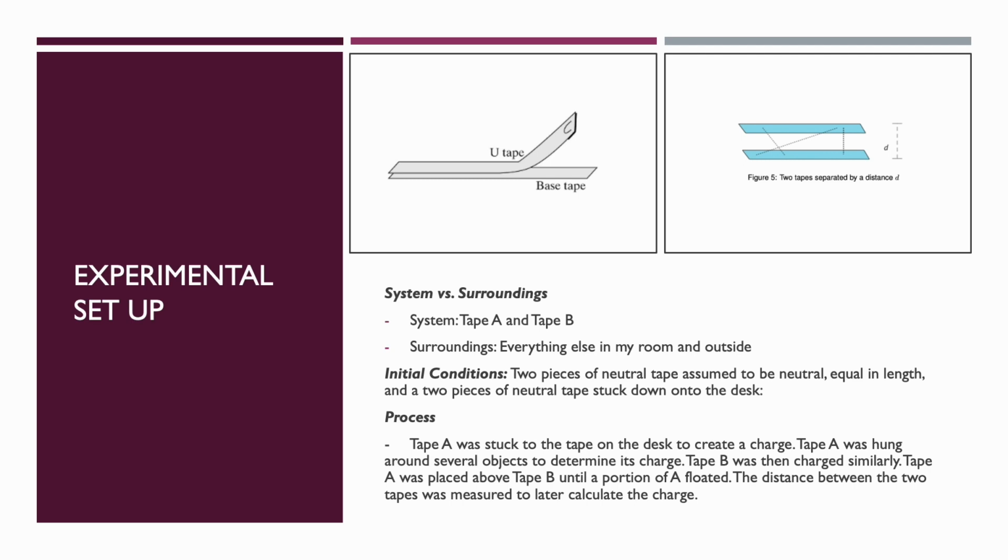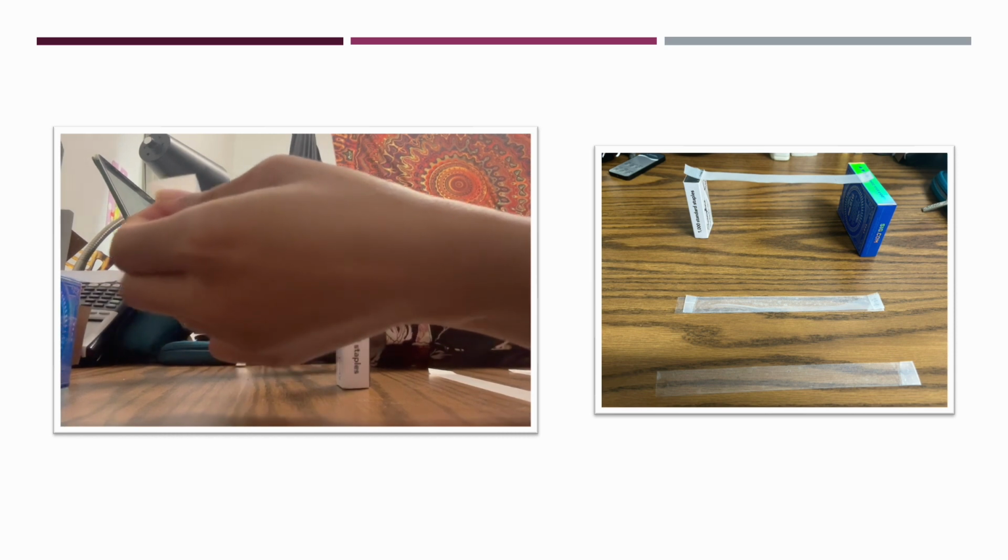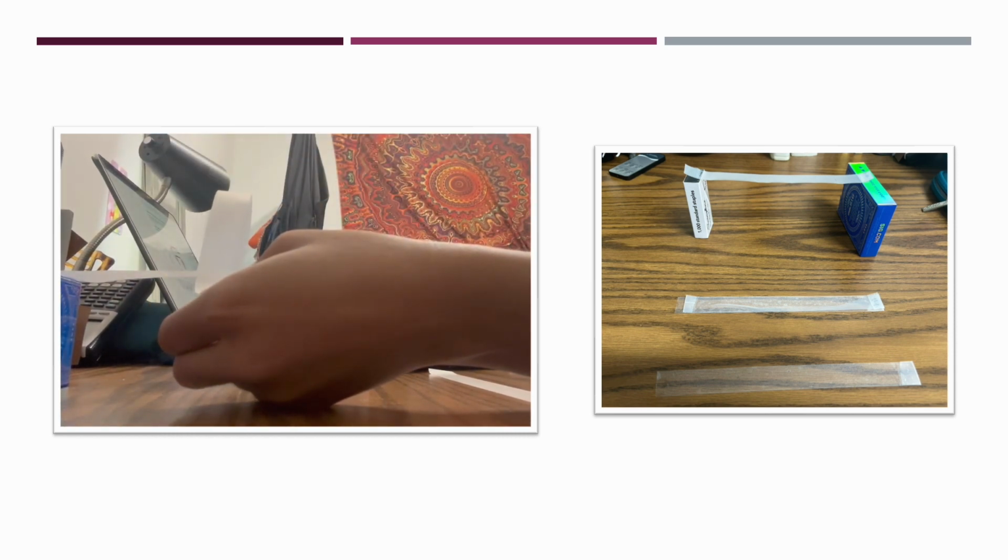The process was that tape A was stuck to the tape on the desk to create a charge. Tape A was hung around several objects to determine its charge, and then tape B was charged similarly. Tape A was placed above tape B until a portion of tape A floated, and the distance between the 2 tapes was measured to later calculate the charge. Pictured on the right is the setup that I had. It's kind of jank. And pictured on the left is a demonstration of the tape floating.